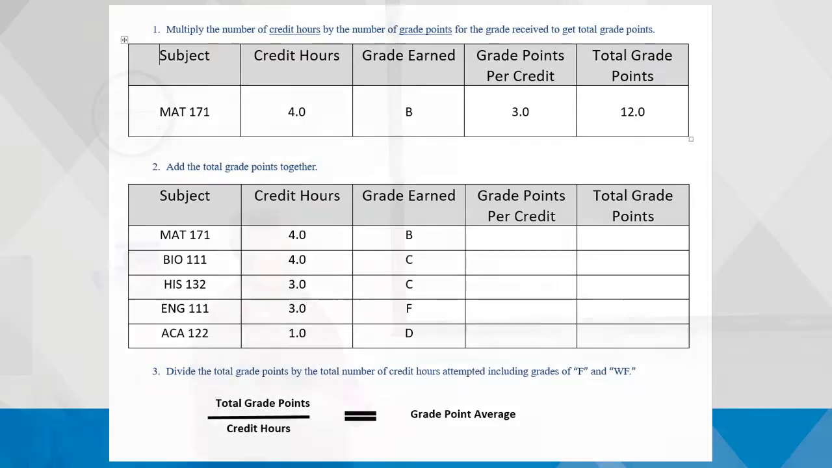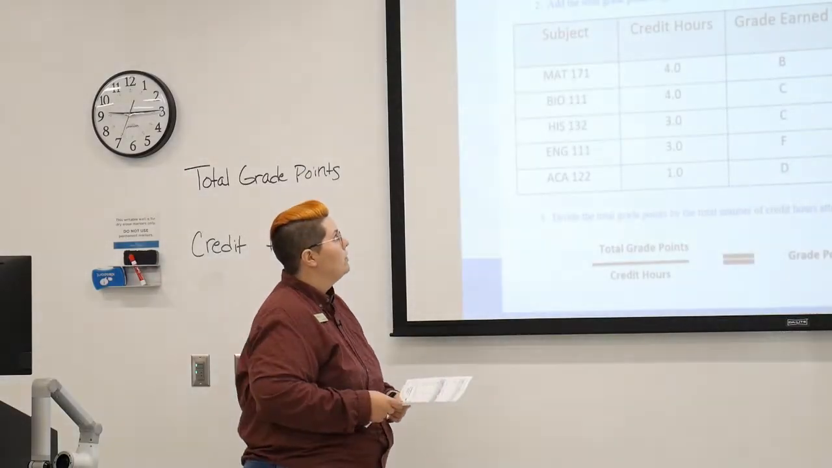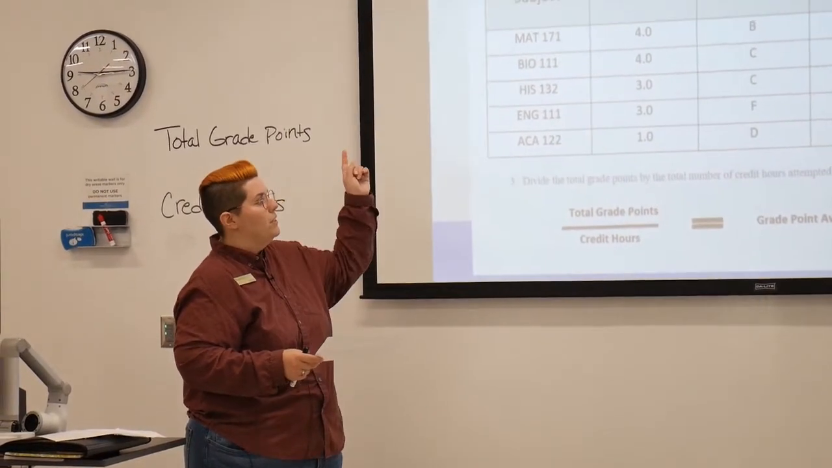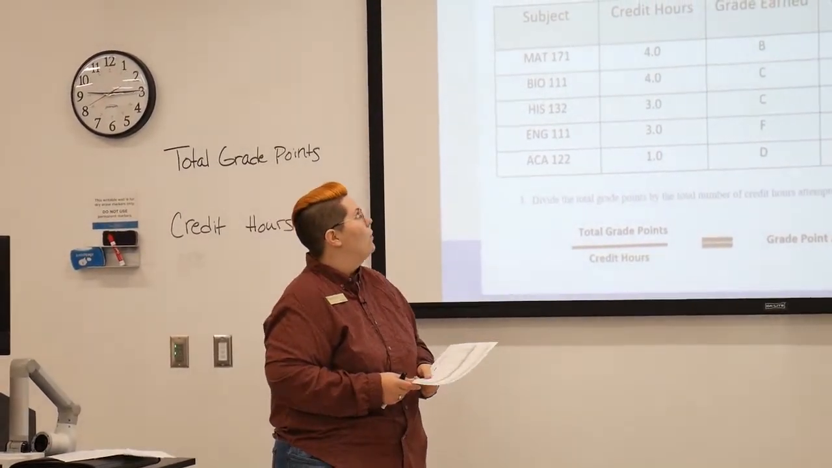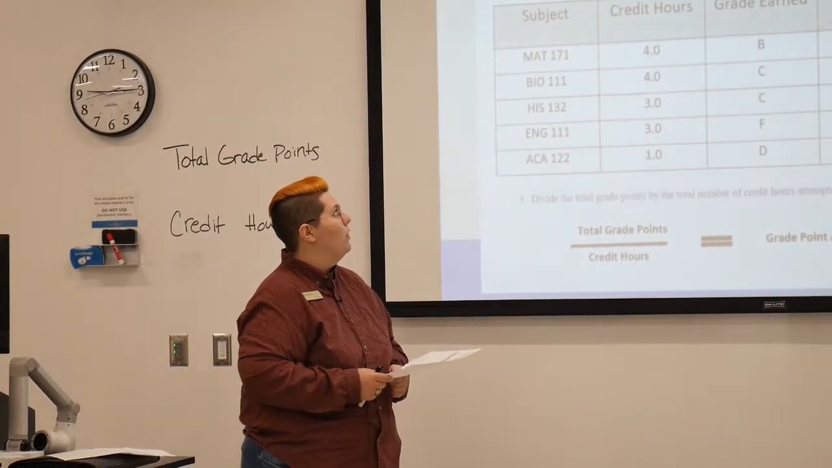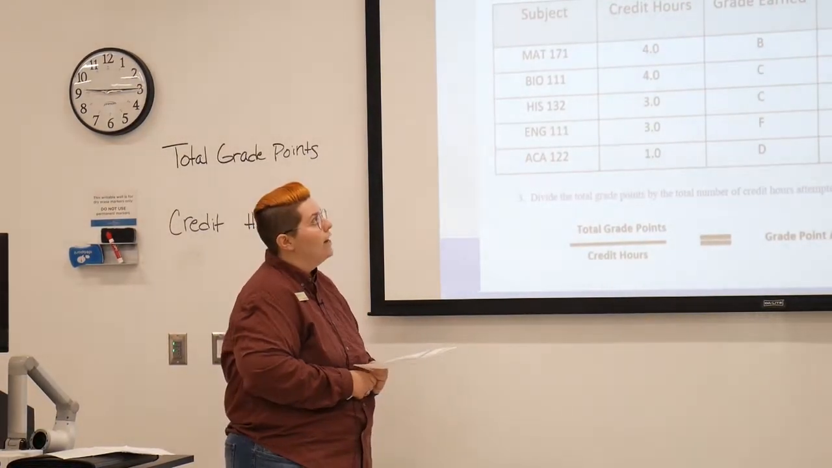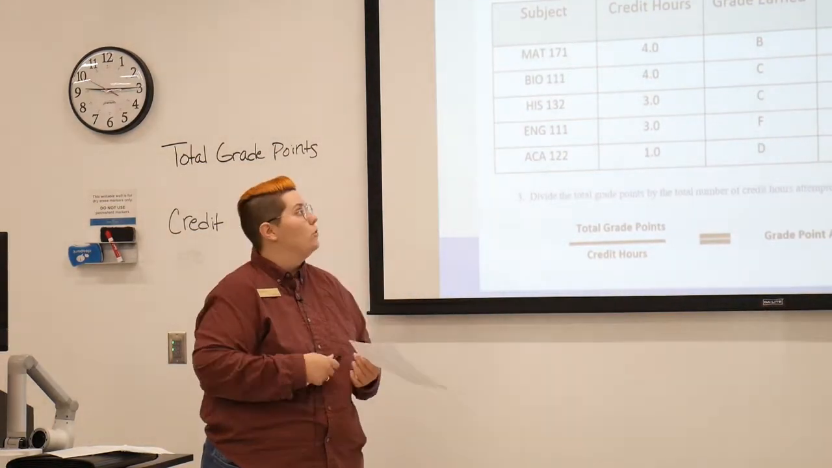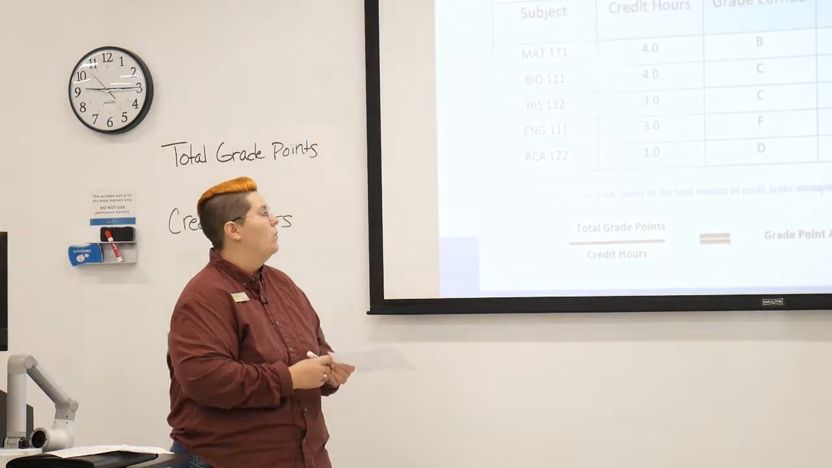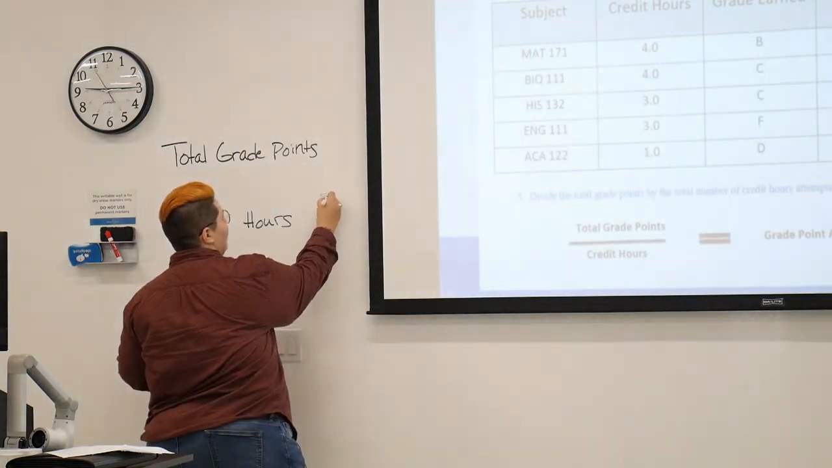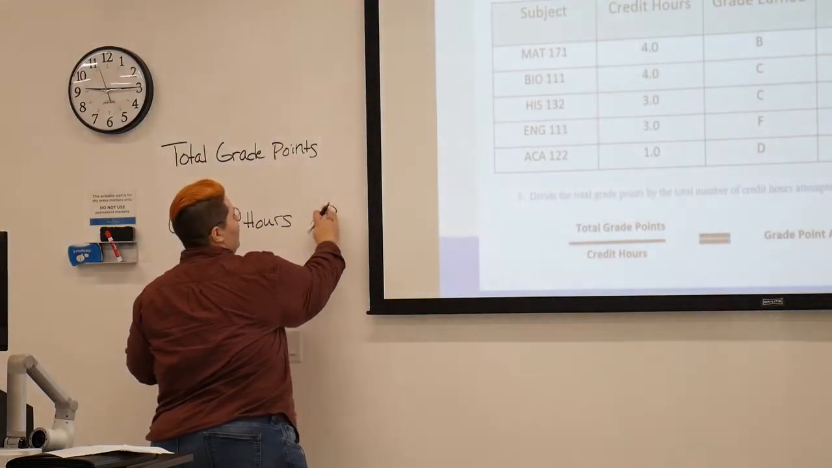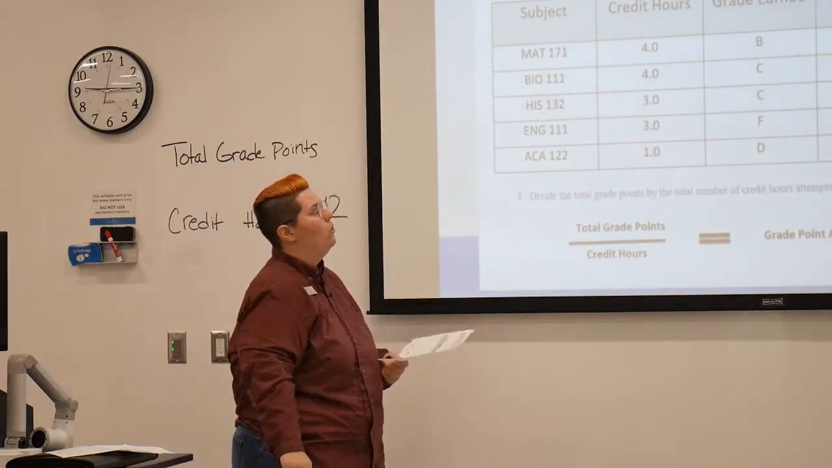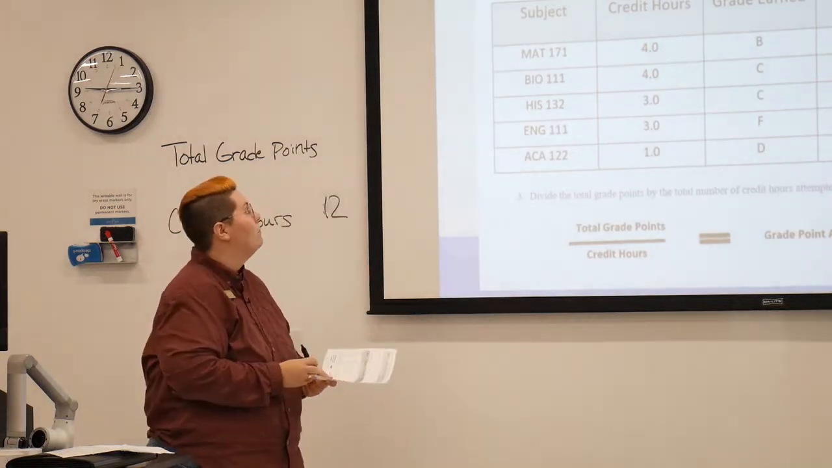All right, so we'll go ahead and start by reviewing this. The first one, Math 171, should have been a little easy because we did that one at the top. The student is taking Math 171, which is worth 4 credit hours, and the student received a B in that class, and a B is equal to 3 grade points per credit. I'm just going to write that over here so we can add it up. 3 times 4 is 12, so that gives you the total amount of grade points in that column.